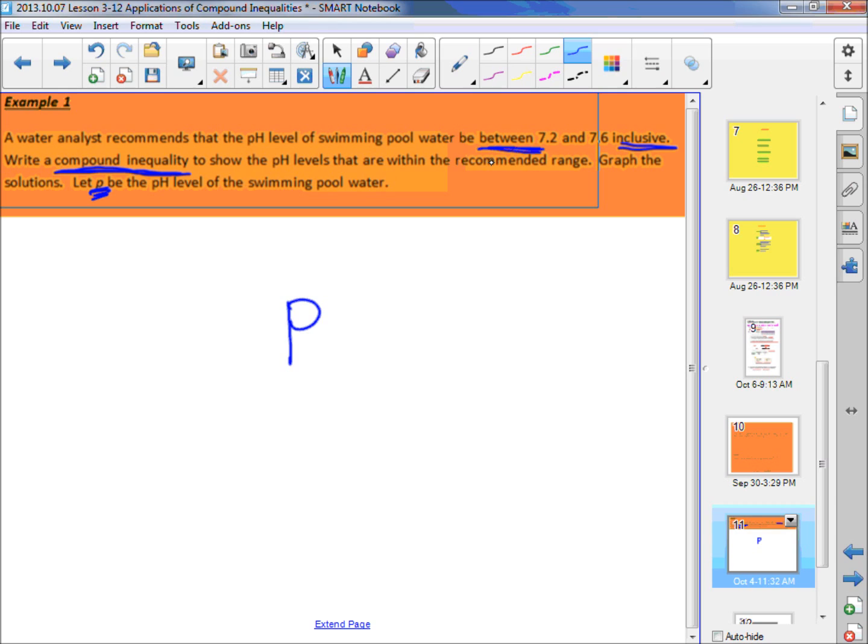So when you see between, what you're going to do is take your variable and you're going to write less than symbols on either side of it. So these less than symbols are our indicators for the word between. So P is between 7.2 and 7.6. And I can say, at least for Algebra 1, that it will always be less than symbols if you're writing a between statement.